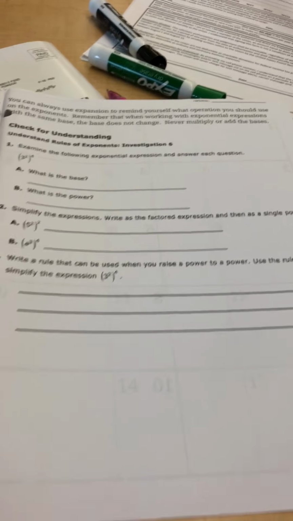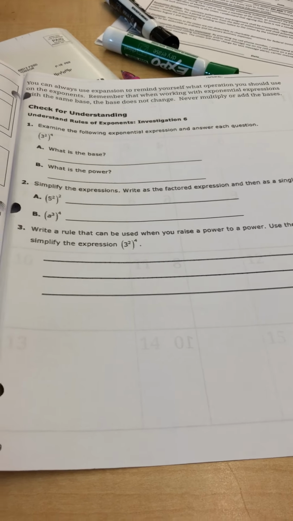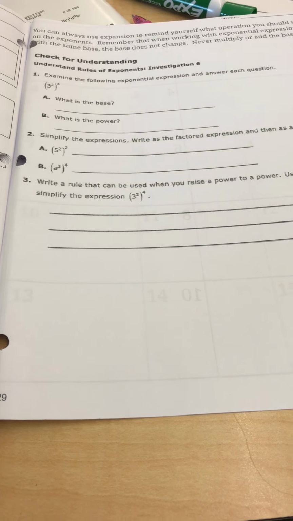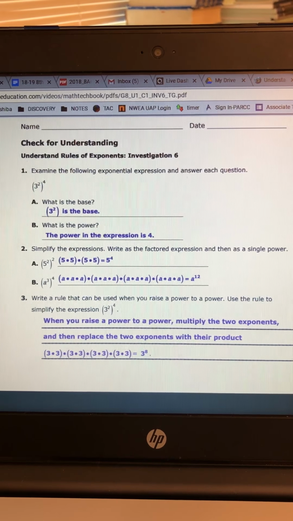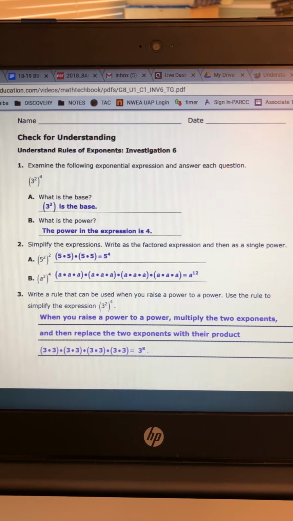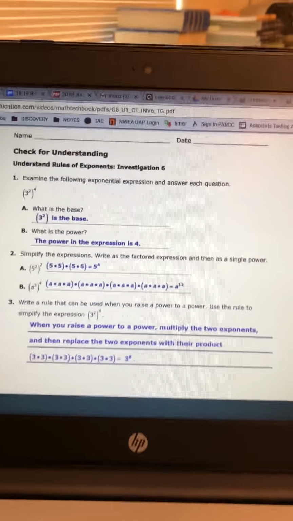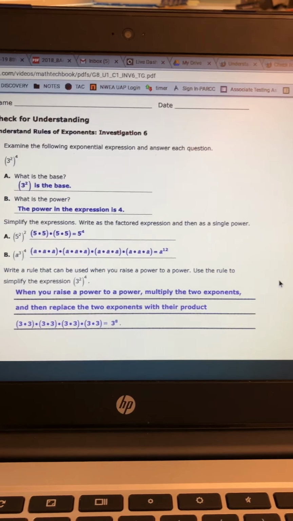Right, at this point, we should have finished investigation 6, done our bit notes, and completed our check for understanding. I want you to check over your answers to the check for understanding. So please compare your answers with this document. You can pause the video now. After we finish our check for understanding, we are going to go to our next practice problem.